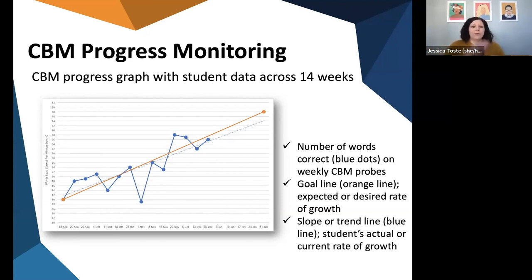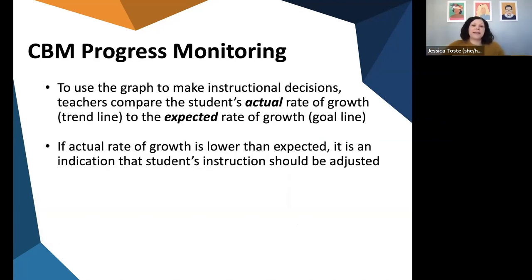The goal line, which is the bold orange line across the graph, shows the expected or desired rate of growth for the student. And then the slope, or the trend line, is the blue dotted line. That line shows what the student's actual or current rate of growth has been. The way that we make a decision with this graph is that we compare the student's actual rate of growth, so that trend line, to their expected rate of growth, the goal line, over time.